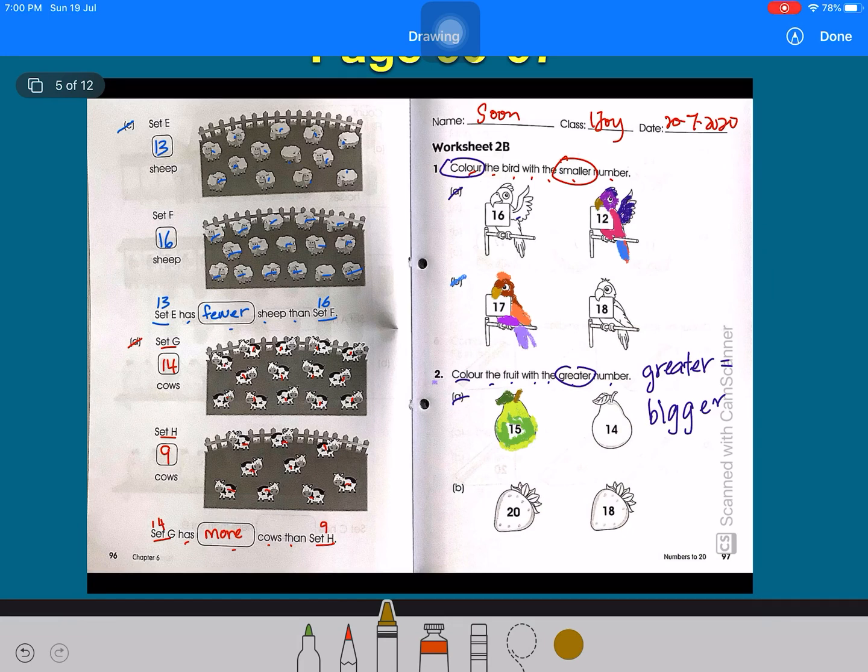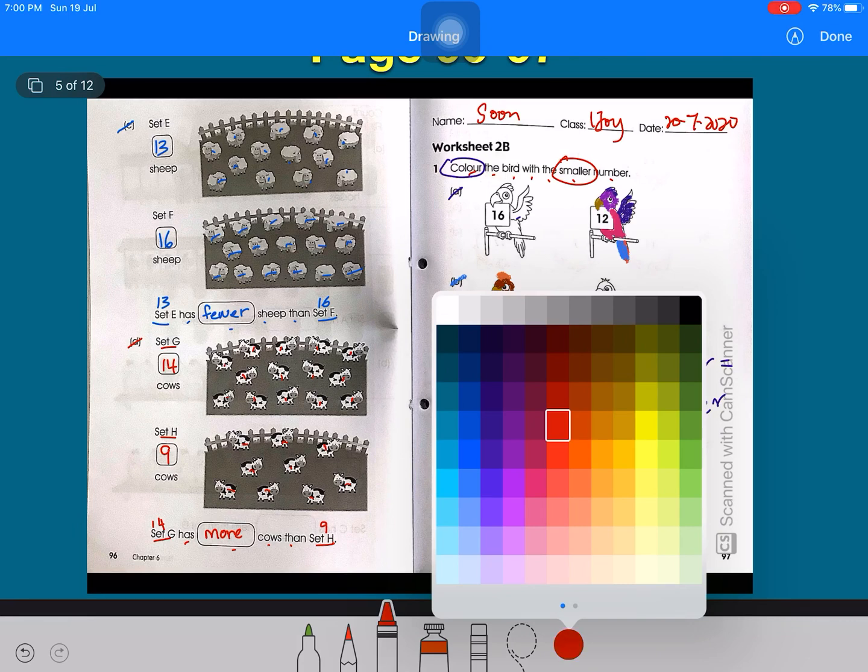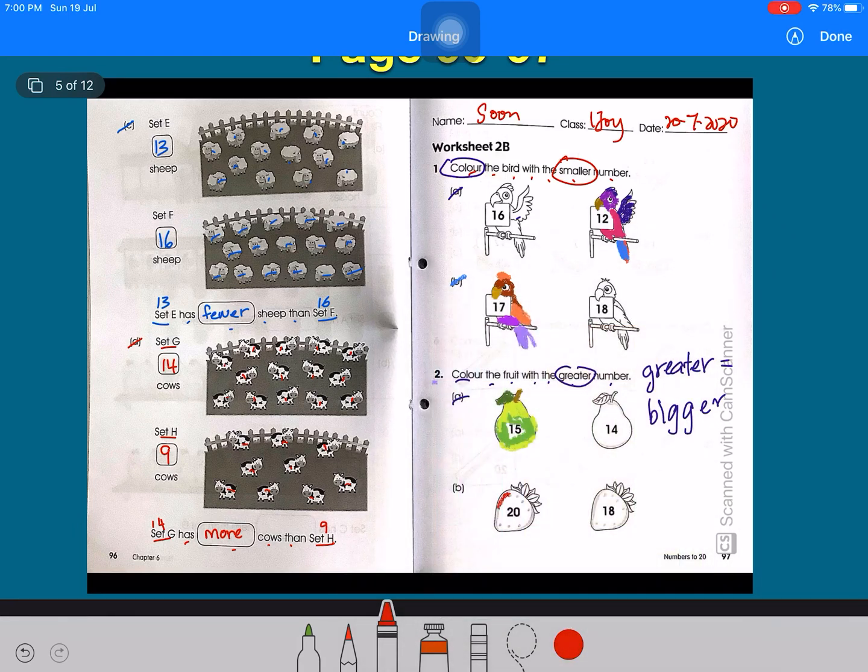Okay, the next one, strawberry. 20 and 18. Which number is greater? Yes, 20 is greater than 18. So we color the strawberry with the greater number.